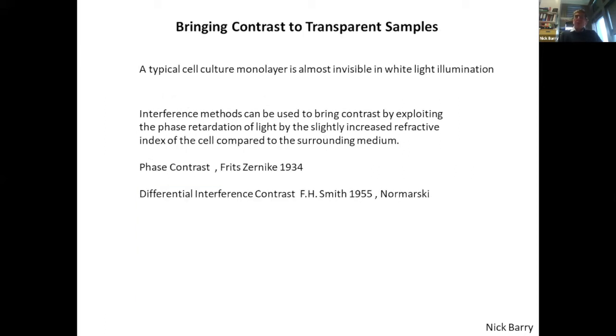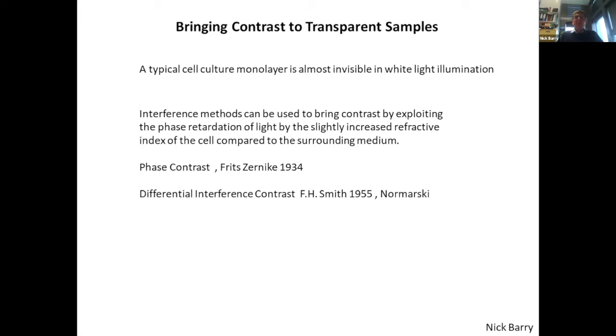What was very early recognized is that lots of samples don't actually have any contrast to them. When you put a thin slice of tissue, or a thin slice of anything, it just seems transparent. A typical cell culture monolayer is almost invisible in white light illumination.